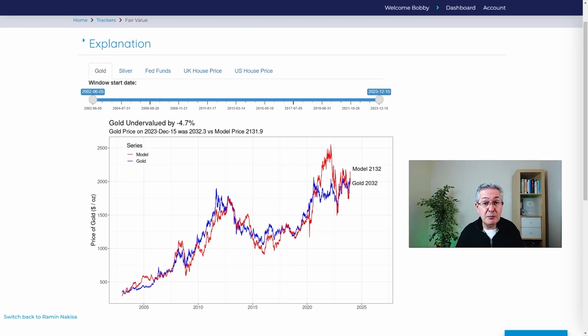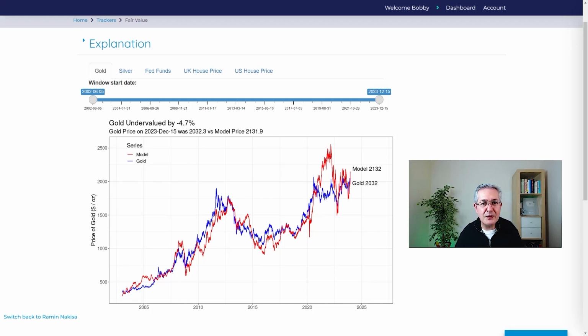Now, what goes into this model is the level of CPI inflation, because commodities tend to track inflation over time, but also real interest rates, because when interest rates are high, gold is a wasting asset and that tends to drop its price. And also the strength of the US dollar against a trade-weighted basket of other currencies, because when the dollar's strong, then that pushes down the price of gold.